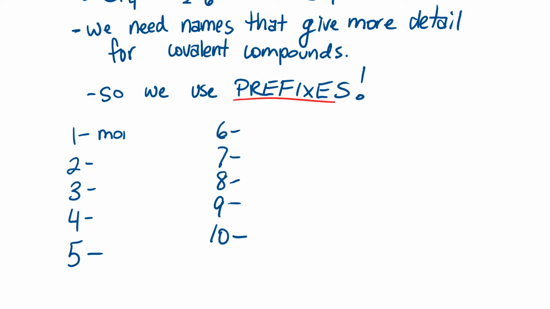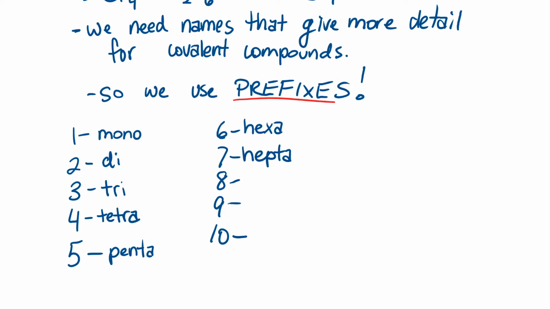1 is mono, 2 is di, 3 is tri. 4 can be tricky. You may have wanted to put quad or something like that, but it actually comes from the Latin, and we use tetra to mean 4. 5 is penta, 6 is hexa, 7 is hepta, 8 is octa, 9 is nona, 10 is deca. And they go beyond that, but this will serve us more than well here.